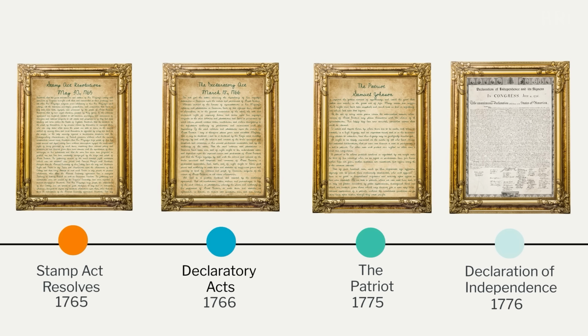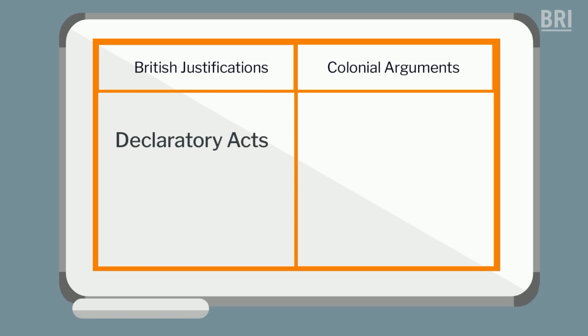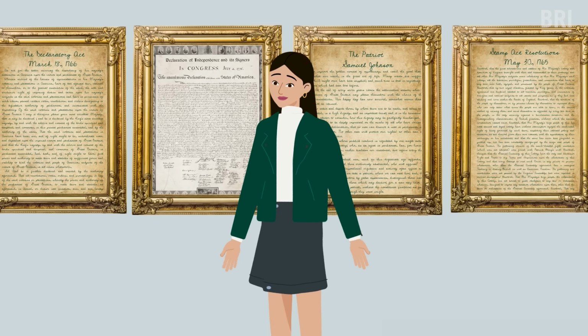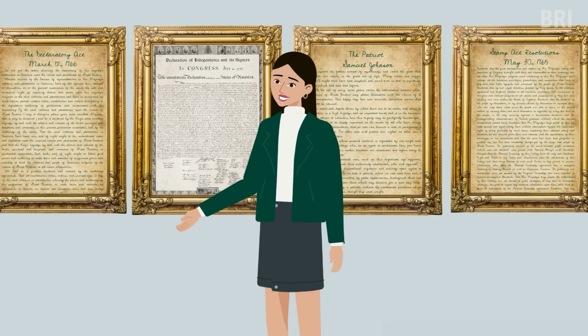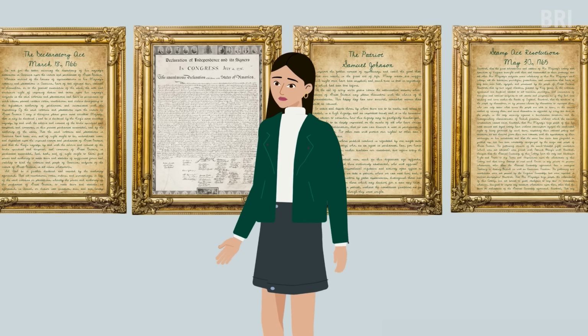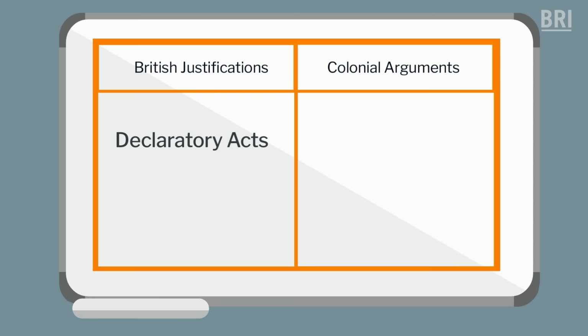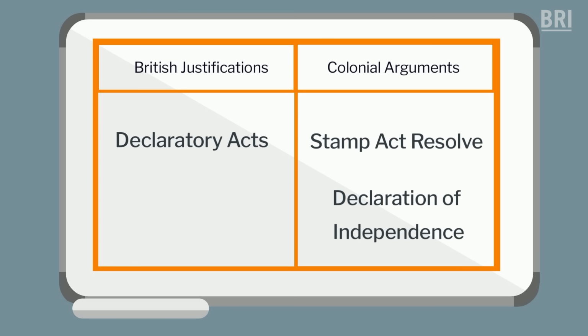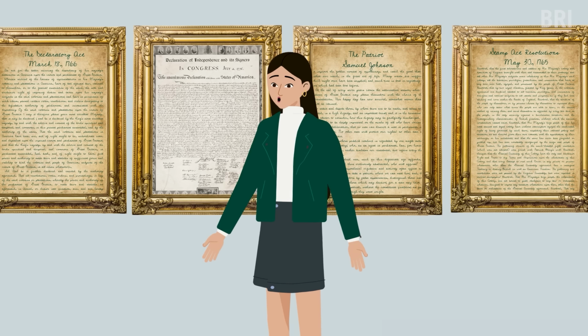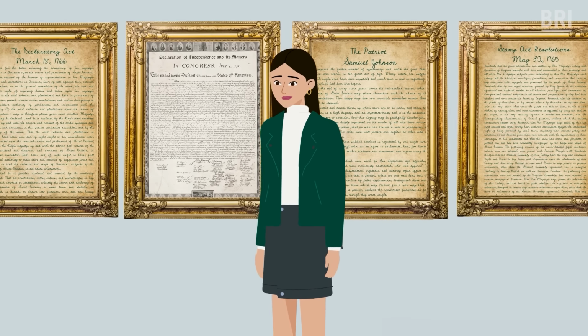Let's break it down. The British government believed it had full authority over the colonies, as stated in the Declaratory Acts. Meanwhile, colonists argued that they had the right to govern themselves and tax themselves with representation, as seen in the Stamp Act Resolves and the Declaration of Independence. These conflicting views set the stage for revolution.